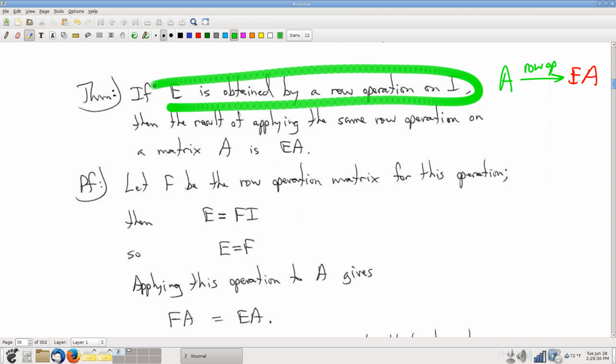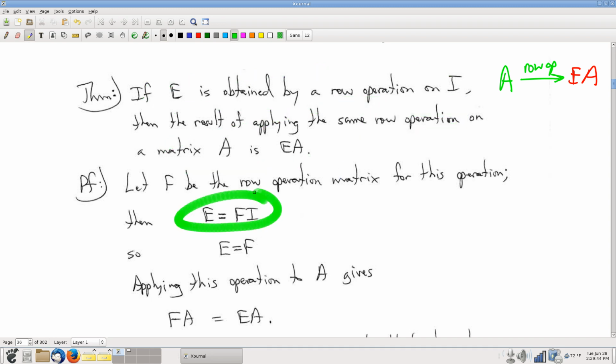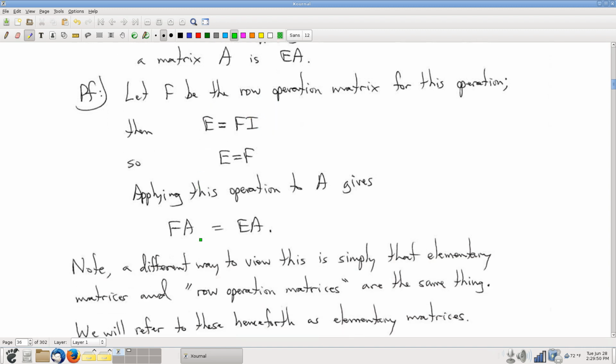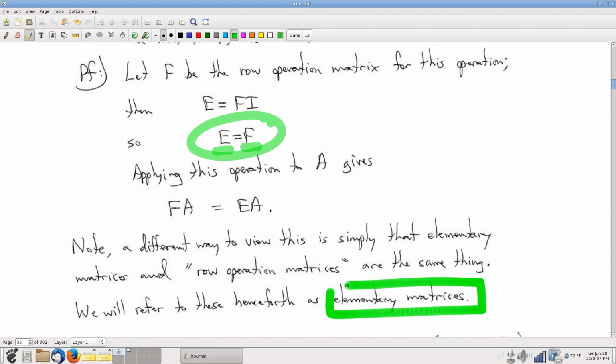If E is obtained by a row operation, then E is a row operation matrix. And it all comes out of the fact that I just cancels. Okay, so with this in mind, keeping in mind that E and F are the same, that every elementary matrix is a row operation matrix and vice versa, the question now comes up, do we really need these two different terms? Do I need the term elementary matrix and the distinct term row operation matrix?